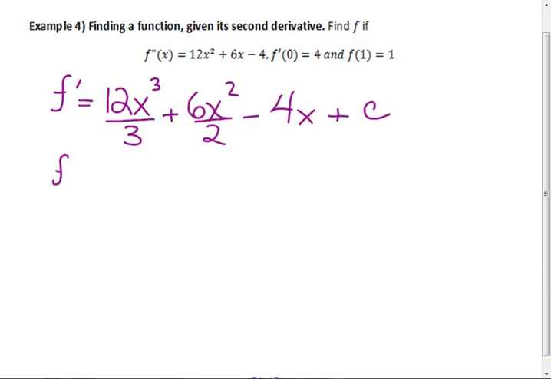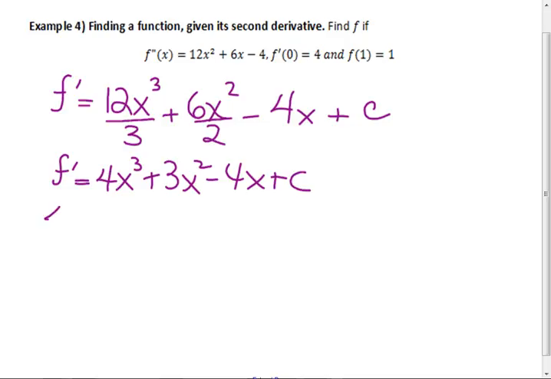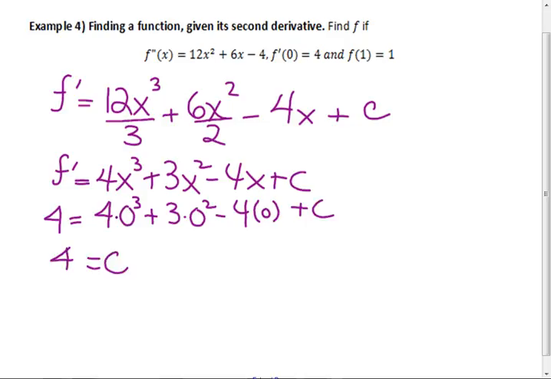Okay, so before I do the problem, I'm going to clean it up like you guys told me to do. And now we know that f prime of 0 is 4, so you can put 4 in here. This is going to be 4 times 0 cubed plus 3 times 0 squared minus 4. I love it when these are zeros because then it's easy. If they're not zero, then it's not so easy. So c is equal to 4.